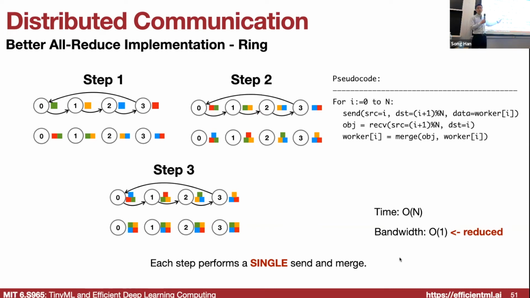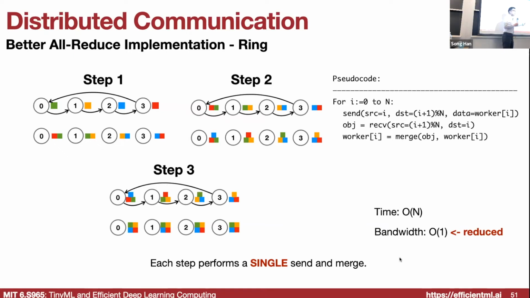Node 0 is only talking to node 1, and also node 3. Okay? It's sending to 1, receiving from 3. Node 1 is only sending to node 2 and receiving from node 0. Okay? So that limited the amount of traffic.